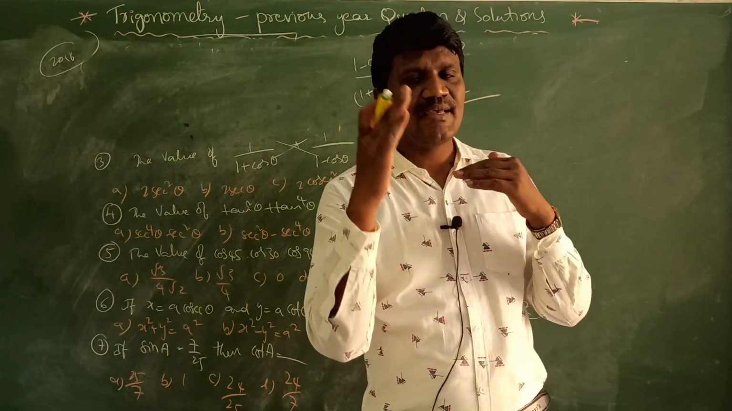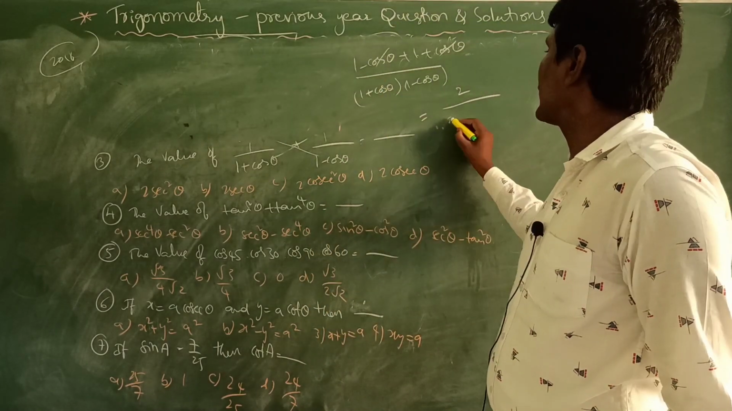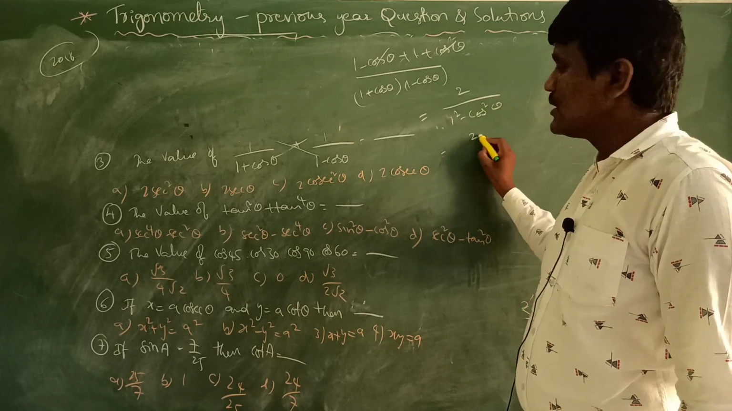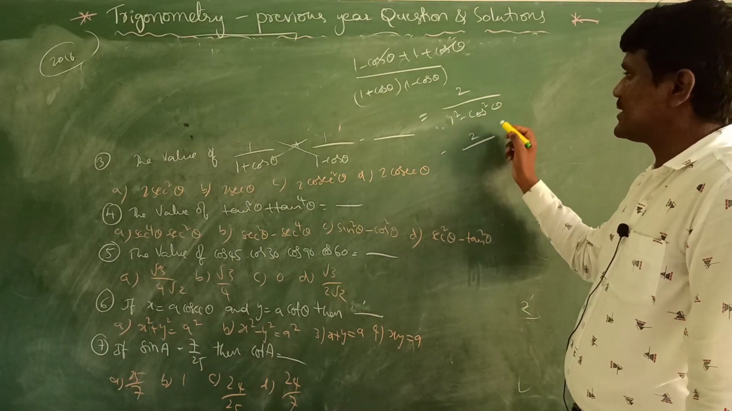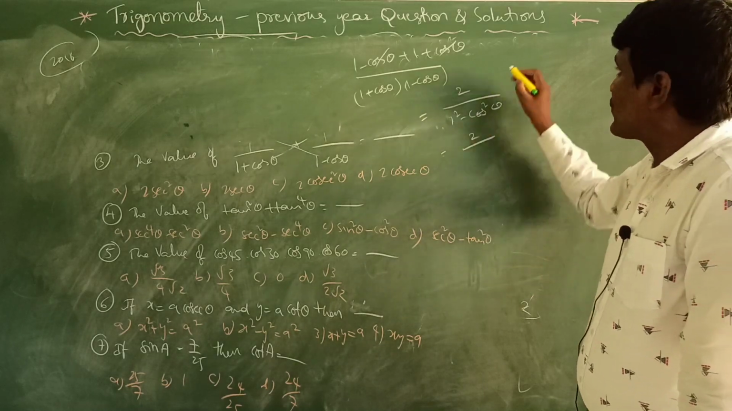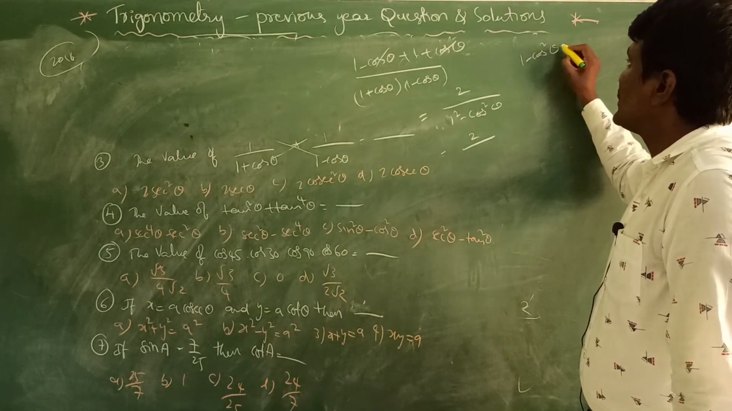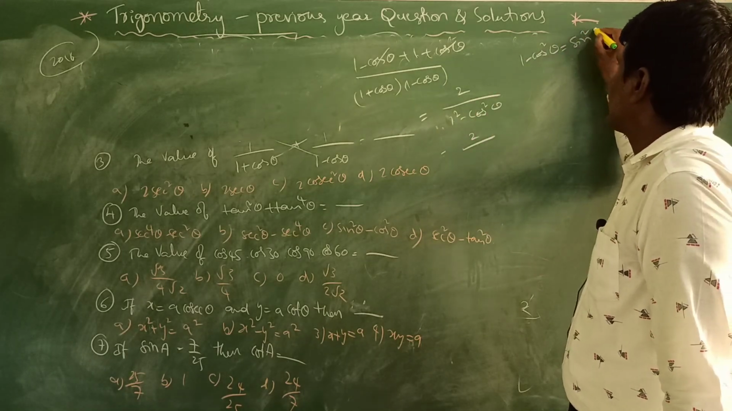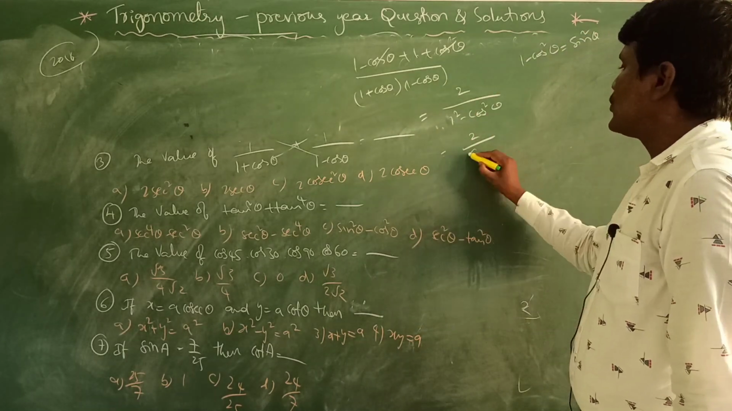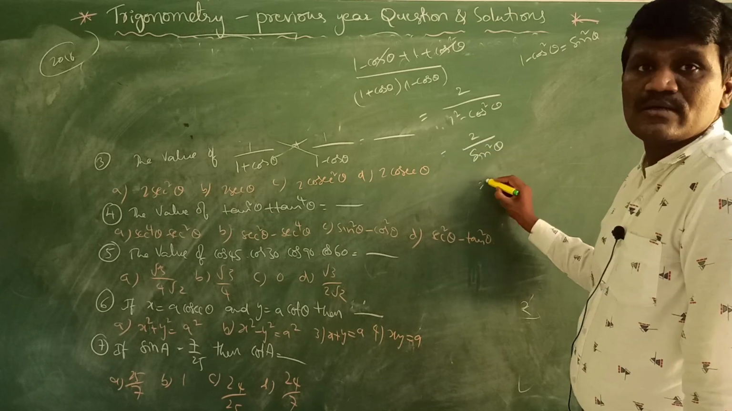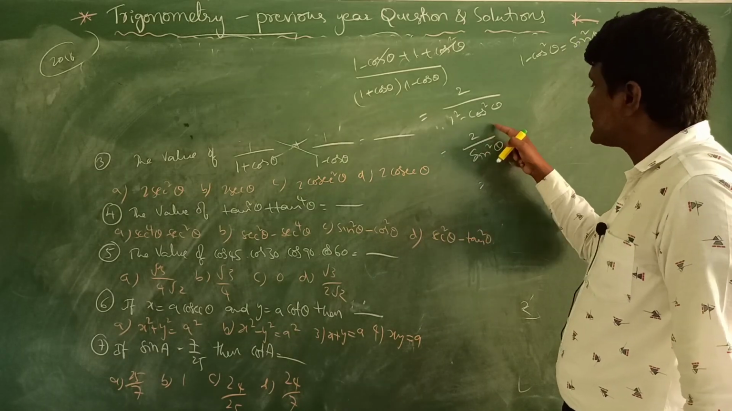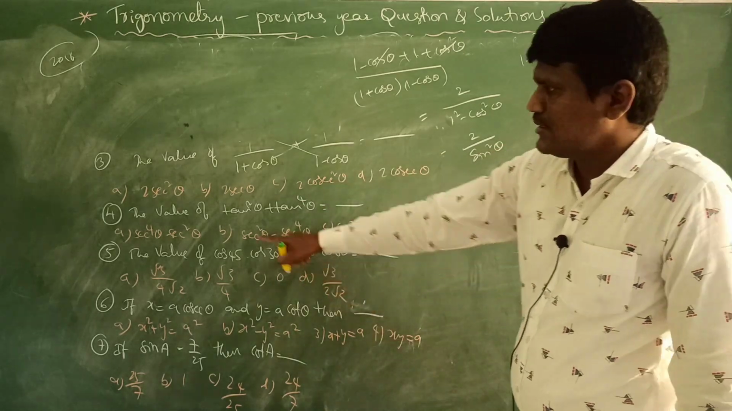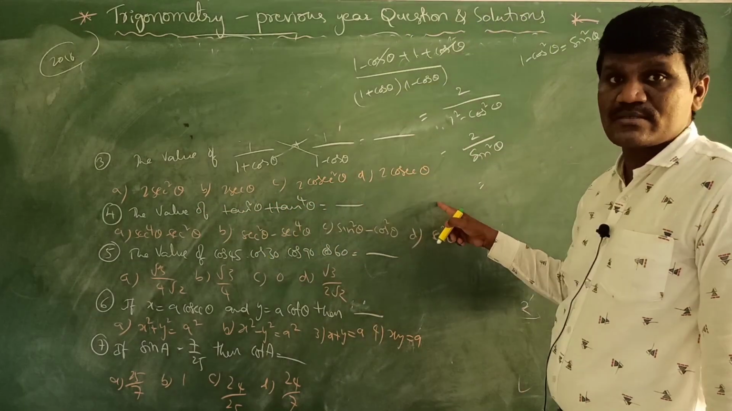So what is the formula? A plus b into a minus b is a square minus b square, that is 1 square minus cos square theta. 2 by 1 square minus cos square theta is nothing but 1 minus cos square theta. 1 minus cos square theta is nothing but, from identity number 1, sin square theta. Right? 2 by sin square theta. So we have already said to check whether it is available in the options. 2 by sin square theta is not available in the options.